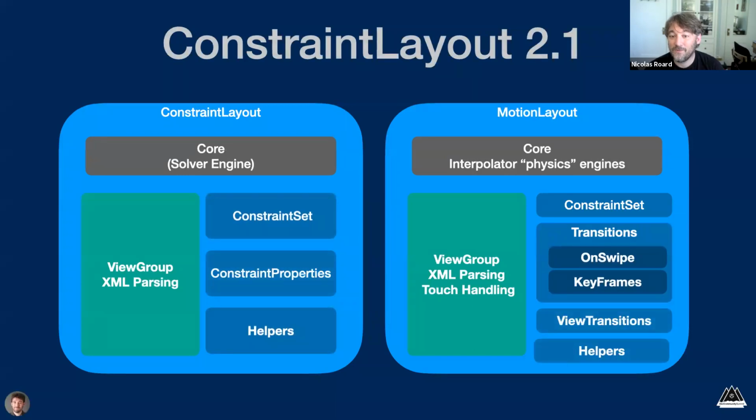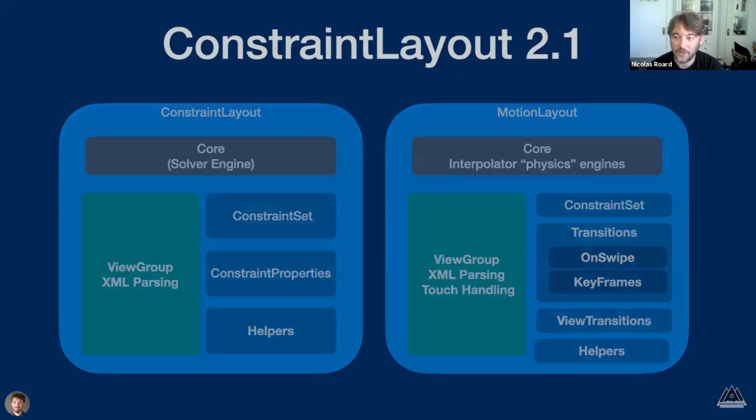So then came 2.1, which we just shipped in its final version at the end of July, with a few additions in the constraint properties to essentially program things in a nicer way, and a few additions as well in MotionLayout. So let's talk a little bit about that.